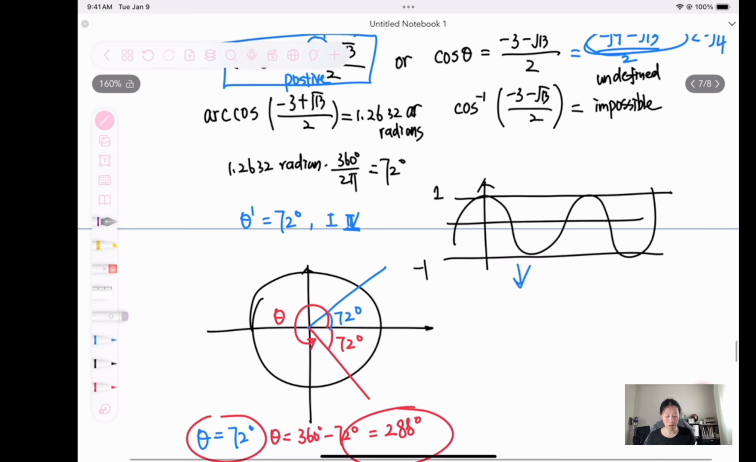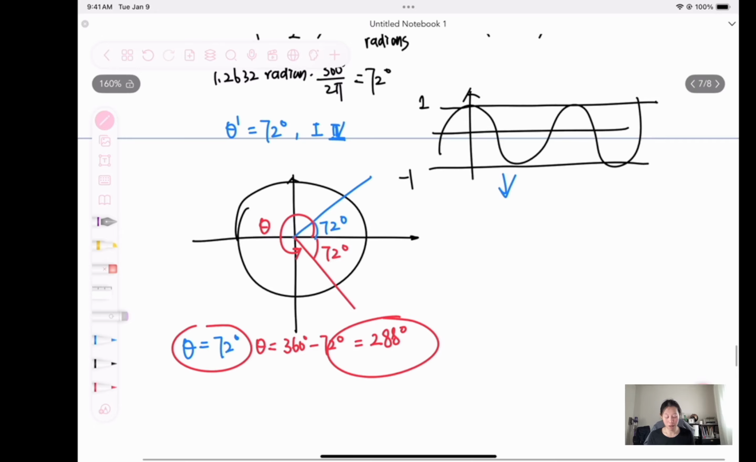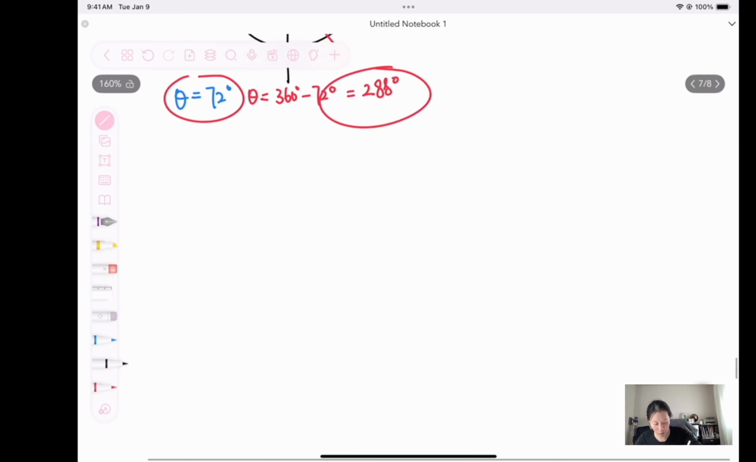So that means I have two solutions. One is in the first quadrant, the other is in the fourth quadrant, and then I solve the two angles. Okay, so that's the whole way to solve it. Now I'm going to give you another example so we can practice more.